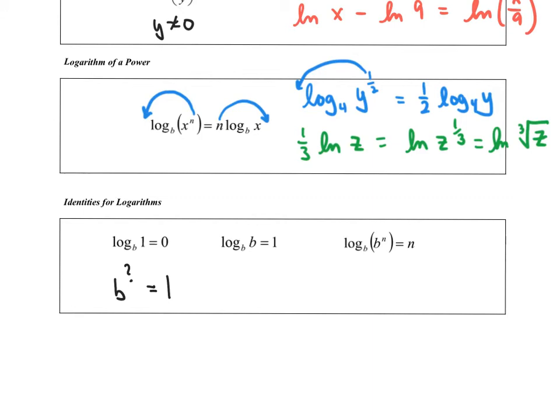Similarly, for the next one, log base b of b is 1, and it's the same idea. B to what power is b? Well, b to the 1 is b. So log base b of b is 1. And finally, we have log base b of b to the n equals n. This is kind of a combination of this one and the logarithm of power, because I can bring this n out front and make it n log base b of b. Well, we just said that log base b of b is 1, so this is just n.